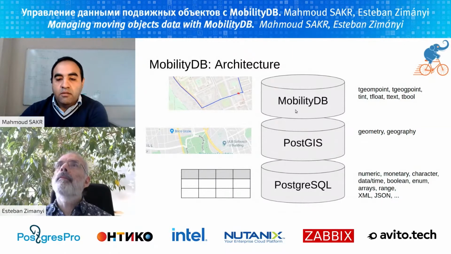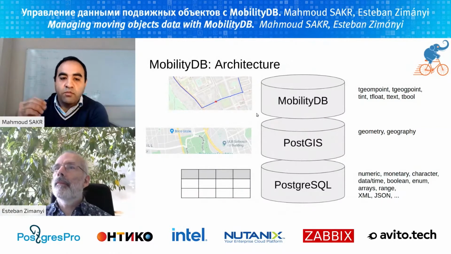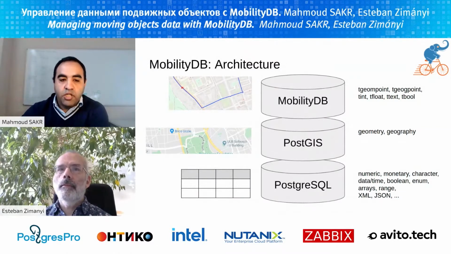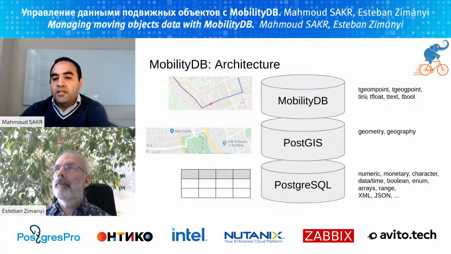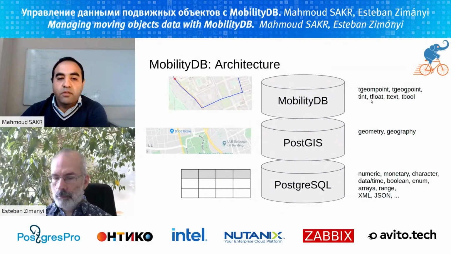And the unique feature of MobilityDB is that it adds the time dimension. So now it's not only about maps, it's about objects that move over map that will change their location with time. So MobilityDB basically provides types for temporal geometry point, temporal geography point, and then in order to be able to describe the time-changing properties of moving objects, there is also temporal integer, temporal float, temporal text, temporal Boolean.